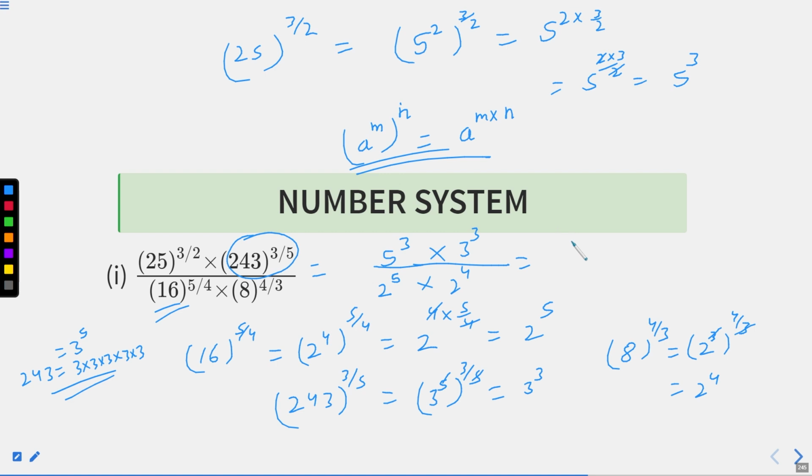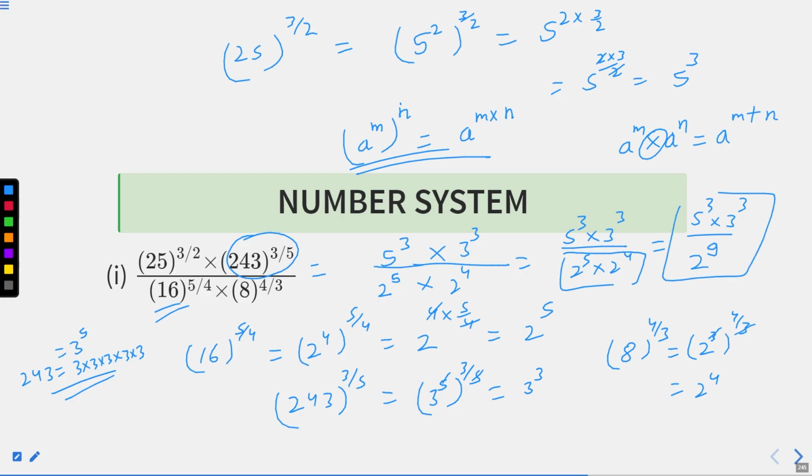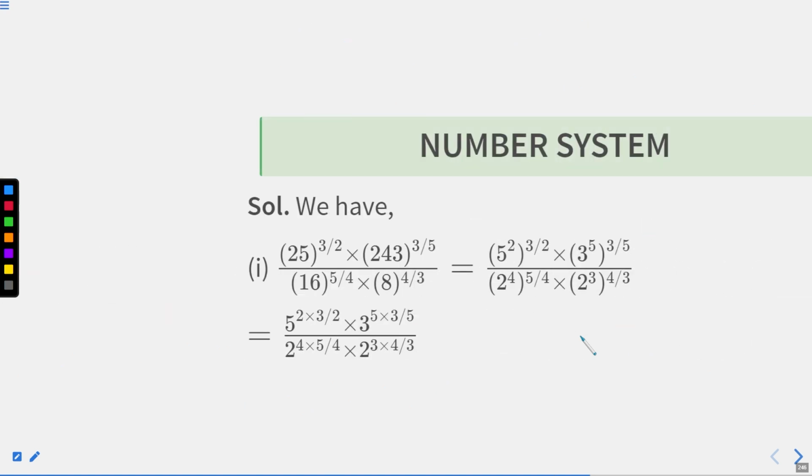Now 5 cube times 3 cube times 2 to the power 5 in the denominator. I use a^m times a^n equals a^(m+n). So here is multiplication, I use plus. So it will get 5 plus 4 is 9. So 5 cube times 3 cube. This is our answer. If you want to evaluate more, you can do so. Okay, I hope this is also clear.